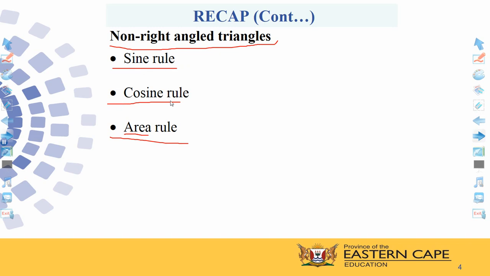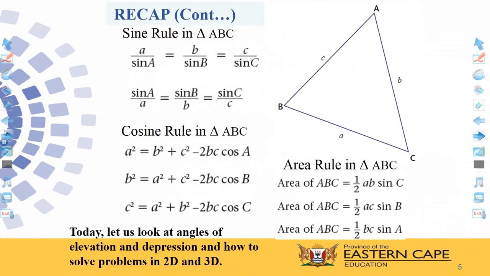Then cosine rule, you use it when you are given all three sides and you want to calculate any angle, or when you are given two sides and an included angle, that is the angle which is formed by the two given sides, right? So those are some of the things we talked about there. In summary, these are the rules or the formulae for these three.